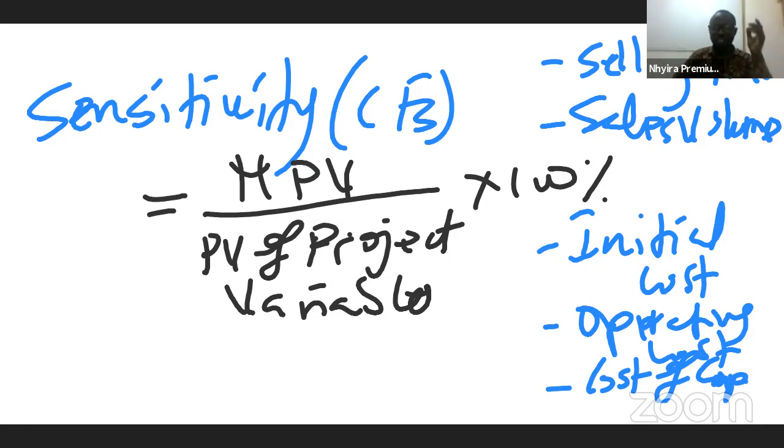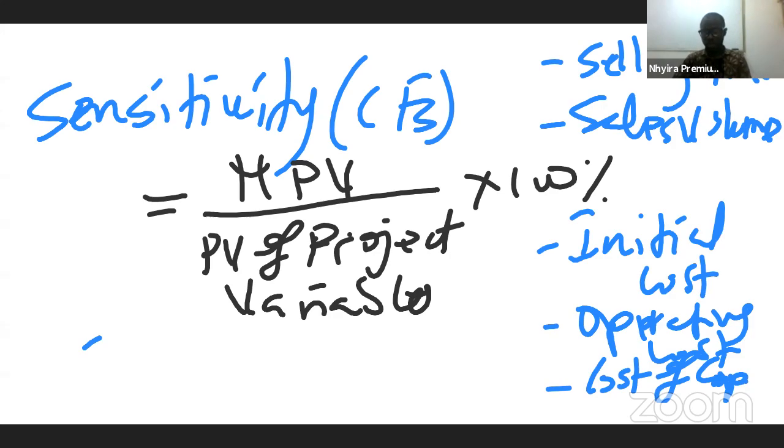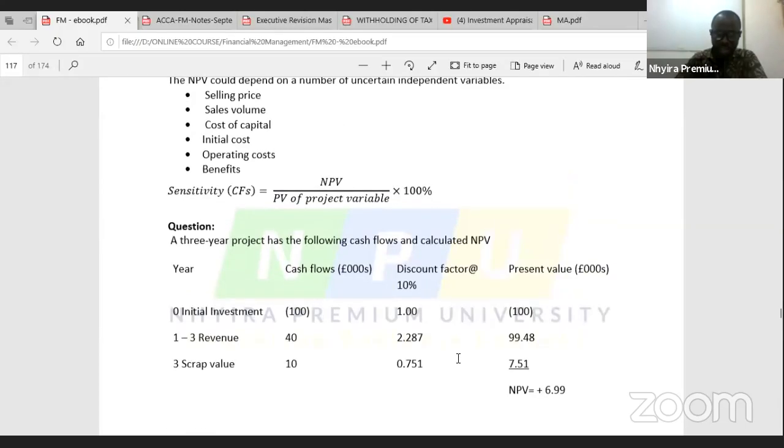So let's look at a question on how this can be computed. Sometimes the variable can also be project life, and I'll be going through all of these for you. So let's look at that. It's a very simple question, and you can just take a screenshot of it.